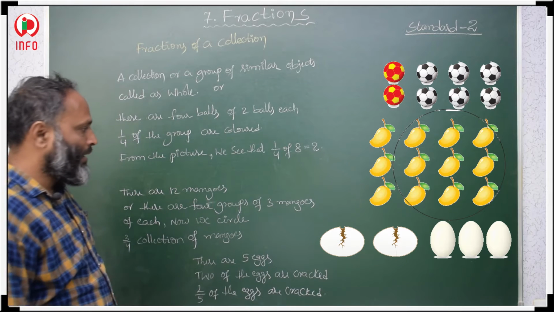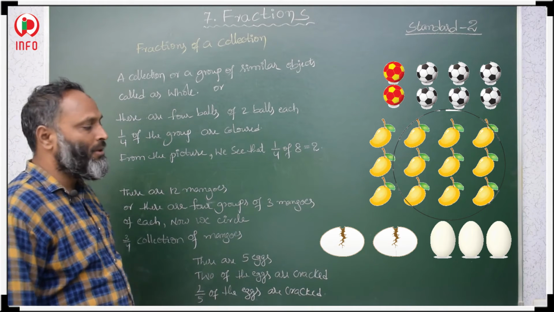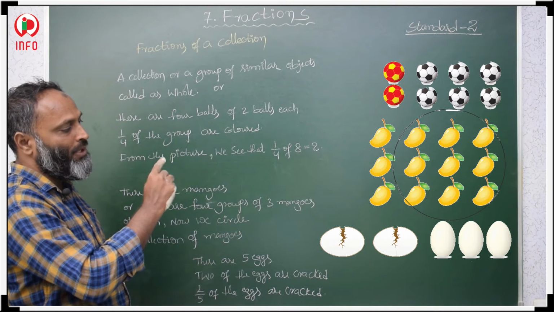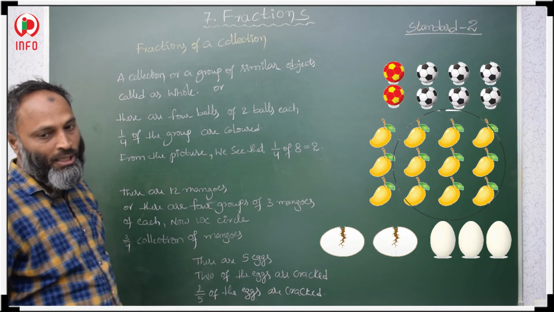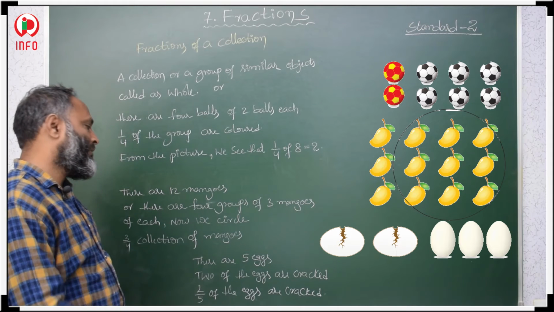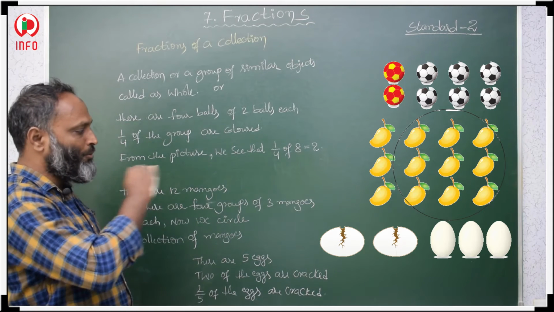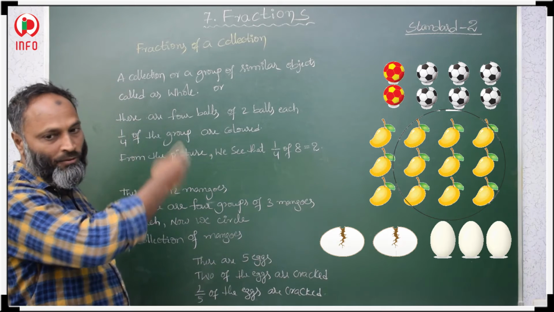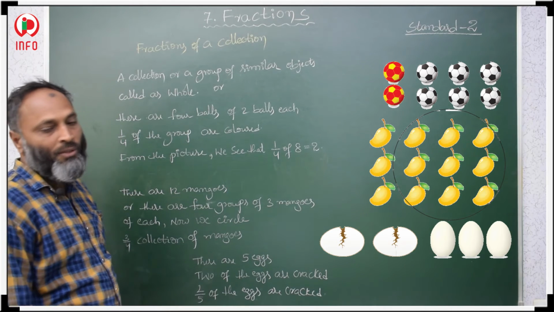Then again in the next picture, there are 12 mangoes. How many mangoes? 1, 2, 3, 4, 5, 6, 7, 8, 9, 10, 11, 12, in 3 rows. There are 4 groups of 3 mangoes. How many groups? 4 groups. See here, 1, 2, 3, 4. In each group we have 3 mangoes.